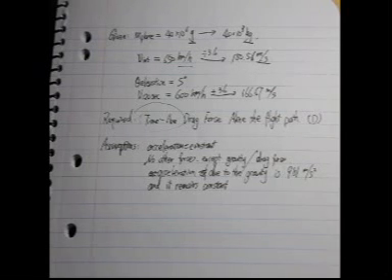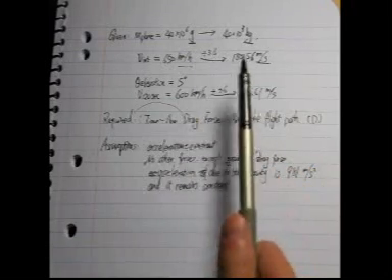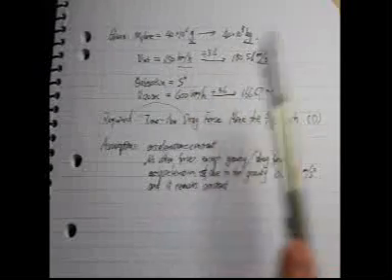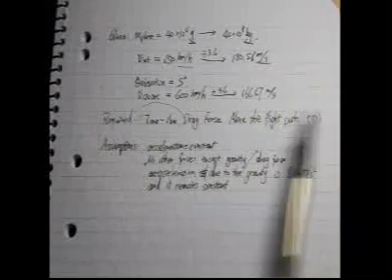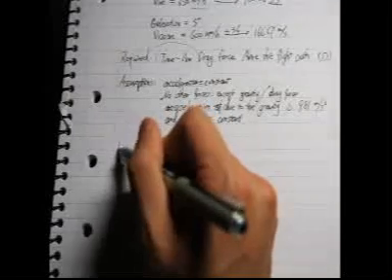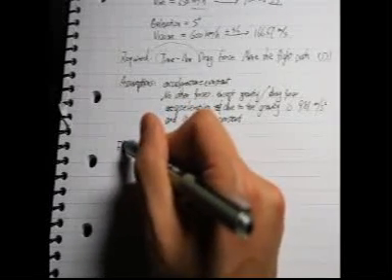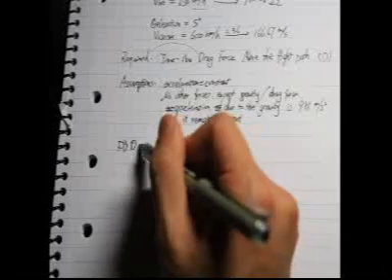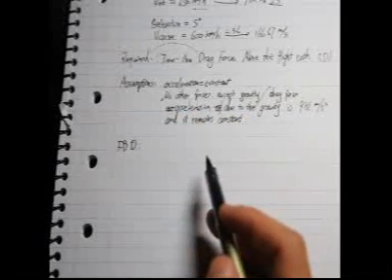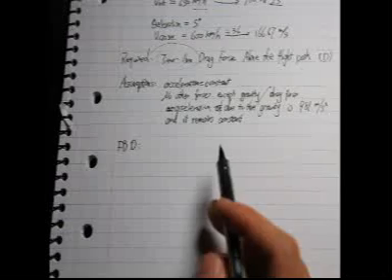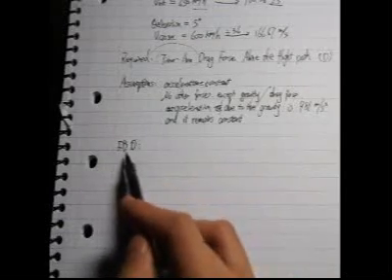Okay, so after all, we have our given, required and assumptions. We can start to solve our problem. It's always a good idea to start with an FBD, which is a free body diagram, and we have to analyze the airplane.